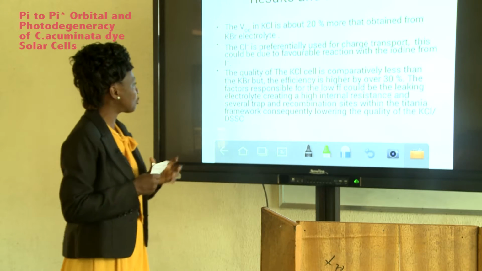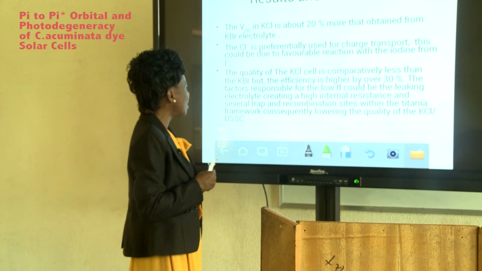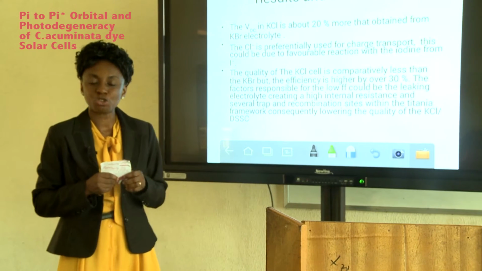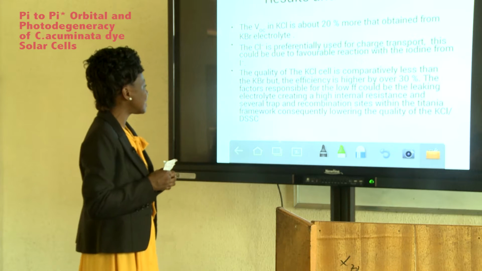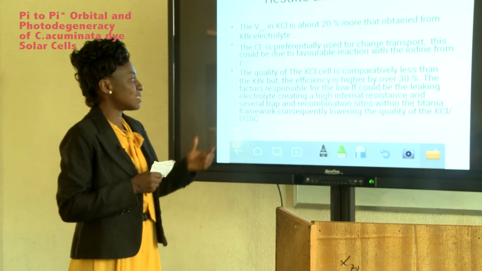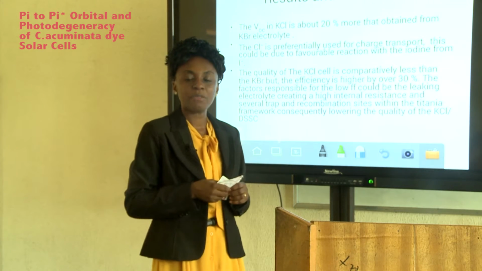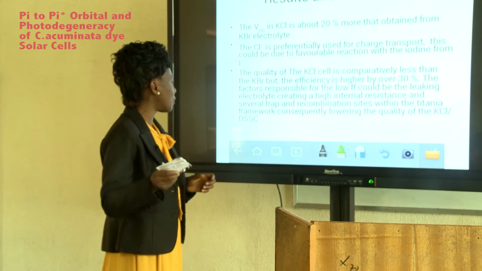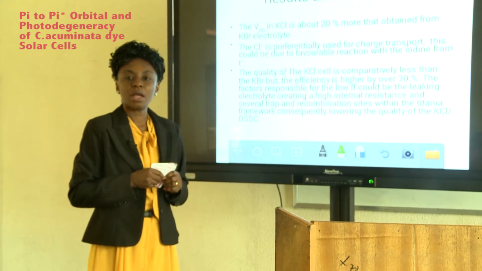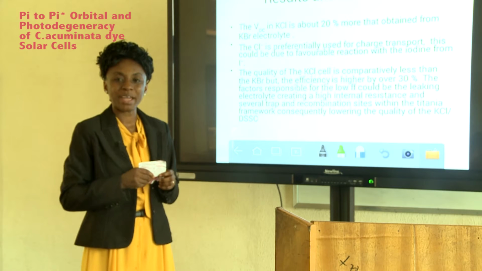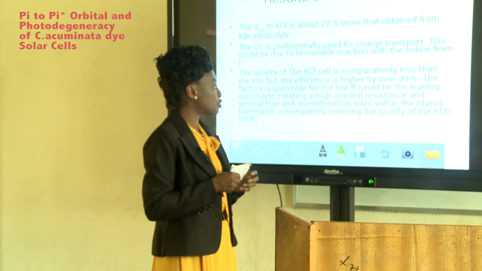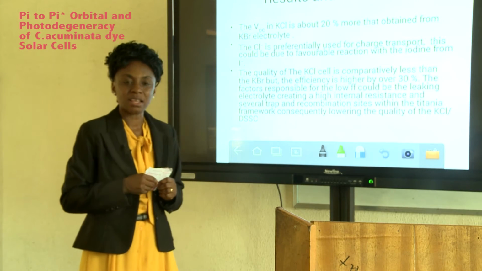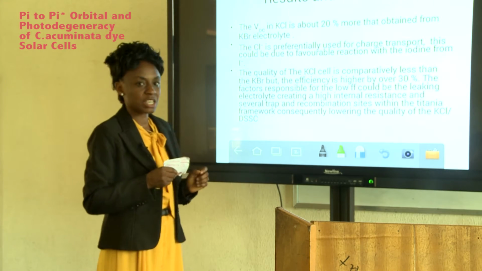And the factor attributable for this could only be that probably the leaking electrolyte was what resulted in high internal resistance. And as I said earlier, it wore off in the potassium bromide, leading to the poor efficiency in potassium bromide. And the quality of potassium chloride can be attributed to the leaking electrolyte. So subsequent researchers will take note of this.